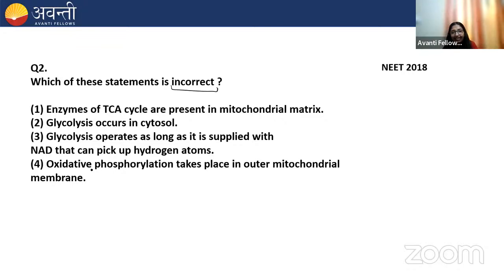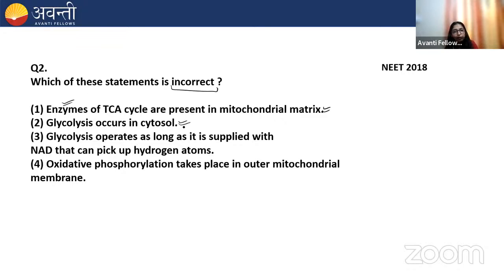They're asking about the incorrect statement. Fourth. Very good, beta. Very good, Priyadarshini and Chinchini. It is the 4th. Option 1 says that enzymes of TCA cycle are present in the mitochondrial matrix. Yes, the Krebs cycle is taking place in the matrix of mitochondria. So all the enzymes involved in the Krebs cycle or the TCA cycle will be present in the matrix of mitochondria. So option 1 is correct.